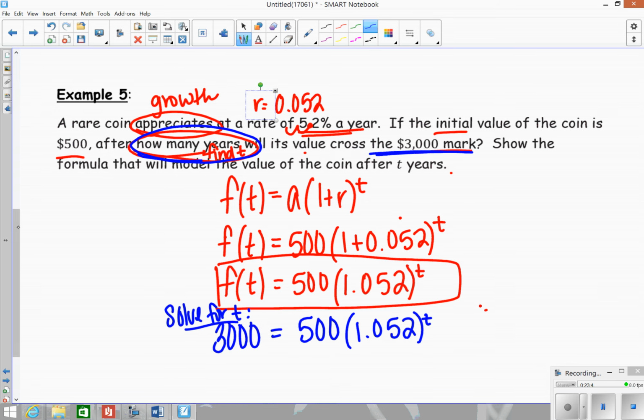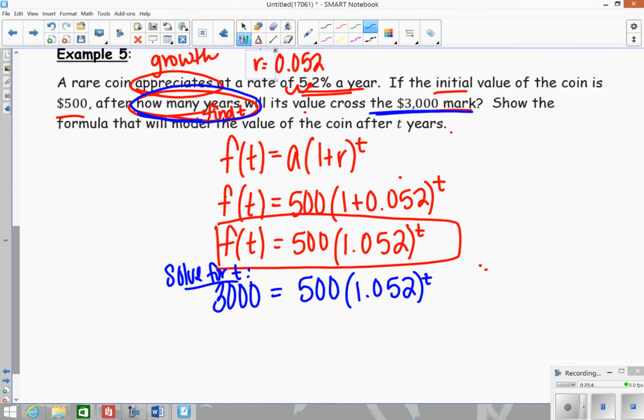So it's not as simple as just dividing by t or dividing by the numbers in front of t, because t is an exponent, and you can't undo an exponent. You know how if it's to the second or to the third, you take the square root or the cube root. There's no tth root. So for this class, you have to solve this graphically, and then eventually you'll learn how to solve these algebraically.